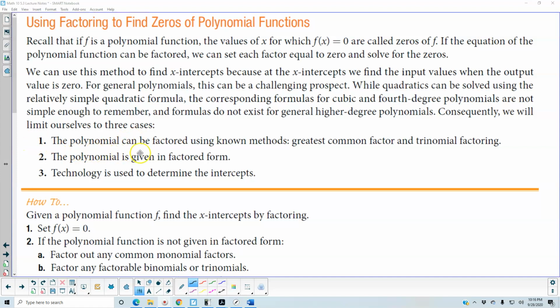Number 1, the polynomial can be factored using known methods: greatest common factor and trinomial factoring. Number 2, the polynomial is given in factored form. And number 3, technology is used to determine the intercepts, meaning graphing.